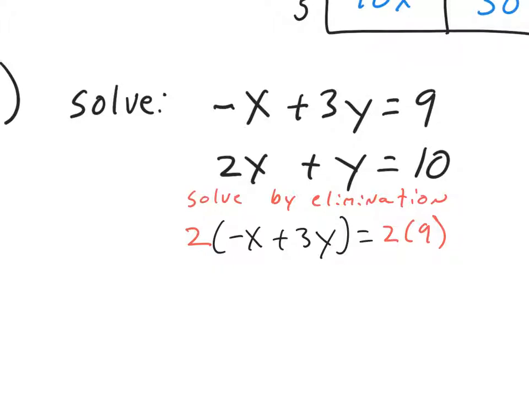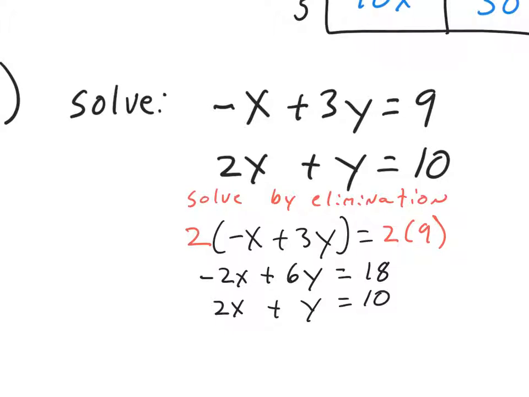Okay, so 2 times negative x is negative 2x. 2 times 3 is positive 6, so we get 6y. And then 2 times 9 is 18. And then we can go ahead and put the other equation underneath, and then we'll decide if we're going to add or subtract.